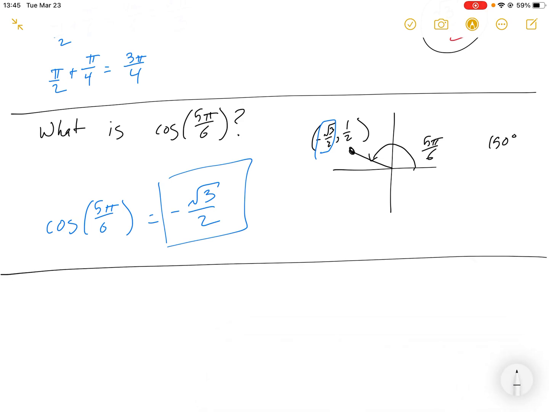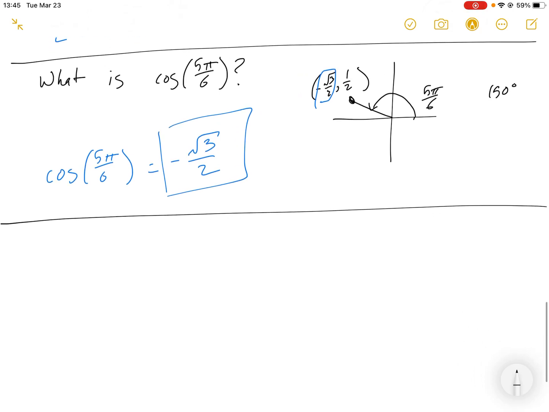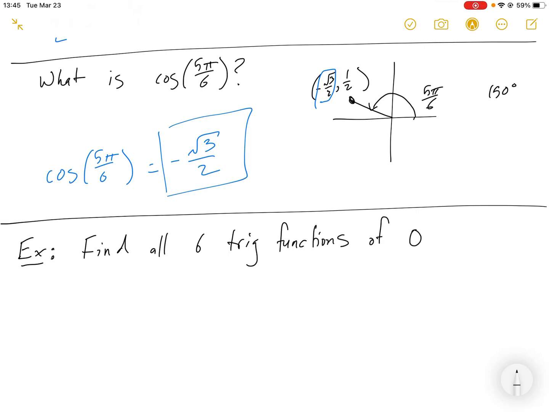Okay. Now that's all fine. We've done cosine, sine. We haven't really talked about the other ones though. So let's go ahead now and let's do kind of a complete problem here. Let's just say find all 6 trig functions, sometimes I'll use the word ratio, of the angle theta equals, and let's do 7 pi over 6.